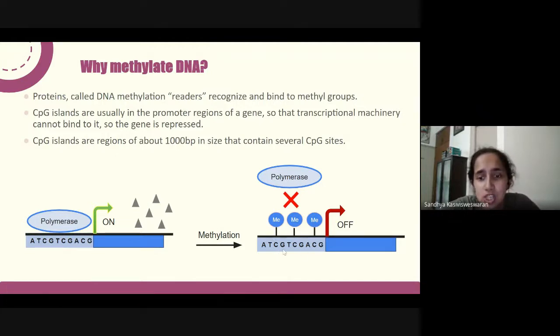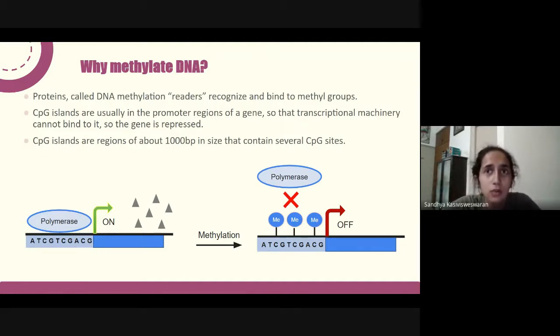But look at this case when it's methylated. You have CG duplets here and all of them are methylated. When this happens, because of pure physical reasons, your polymerase cannot bind to your DNA because the methyl group is already bound to it, right? So there's no way your polymerase can interact with your promoter. And if your polymerase cannot interact with your promoter, transcription cannot take place. So your gene is turned off.